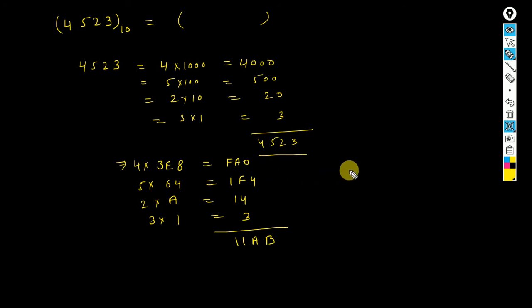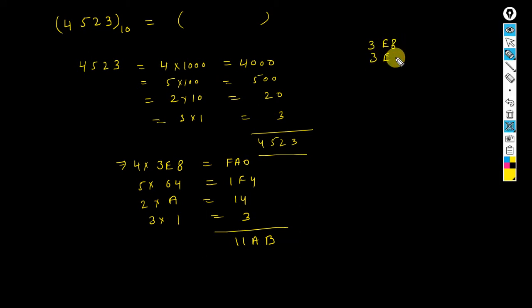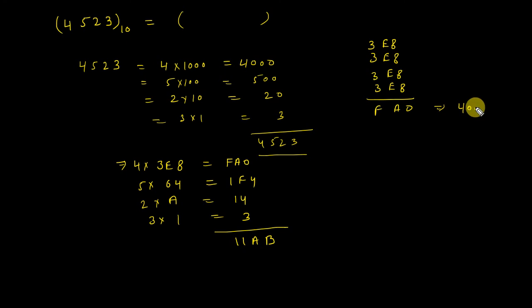Here we use a repetitive addition. In repetitive addition we add 100 four times. Suppose we add 100 four times, so this is 3E8, 3E8, 3E8, 3E8. So this is FA0. FA0 means this is 4000.